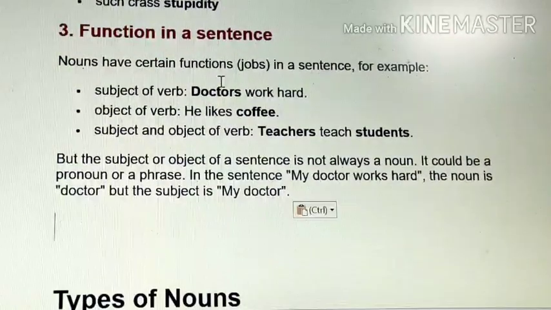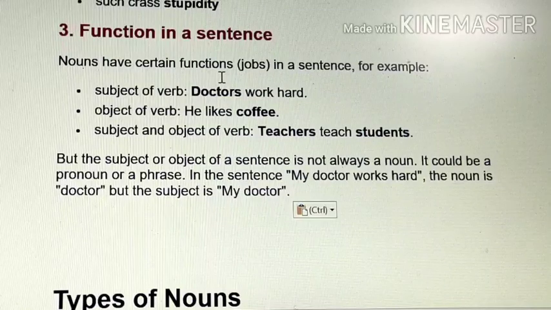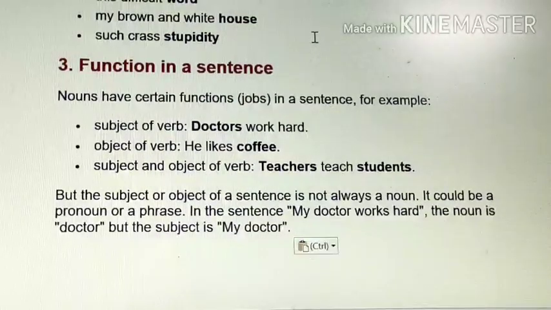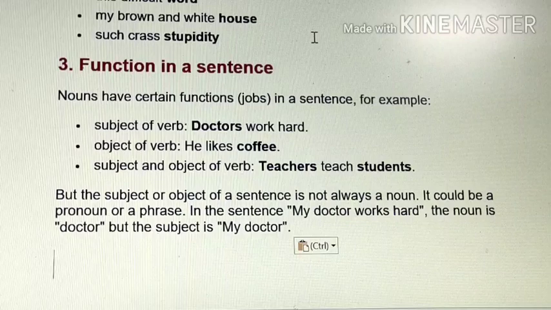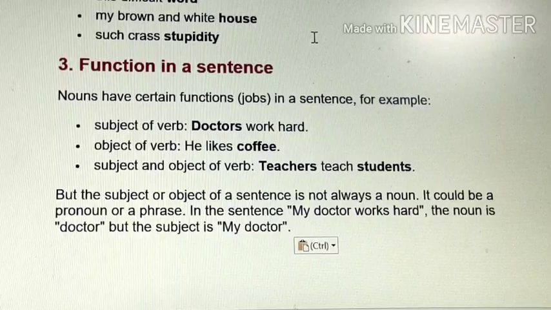Function in a sentence. Nouns have certain functions. Functions in the sense of jobs, in a sentence. For example, first one I have written: subject of a verb. Doctors work hard. So here, doctors is the subject, and work hard is the predicate part. So you can see they have some functions. It means nouns can perform as the subject of a particular sentence. It is used just before the verb. So it is the function of a noun.